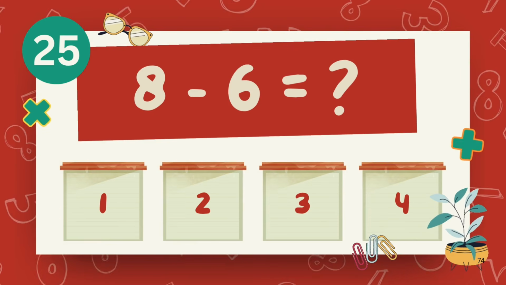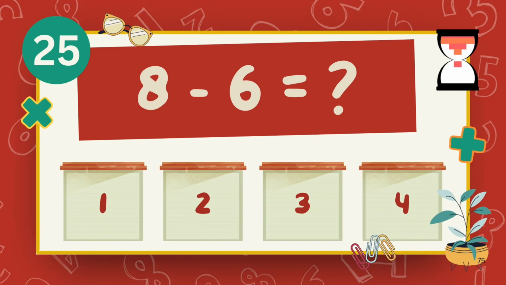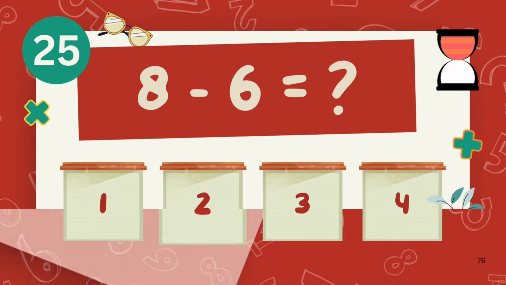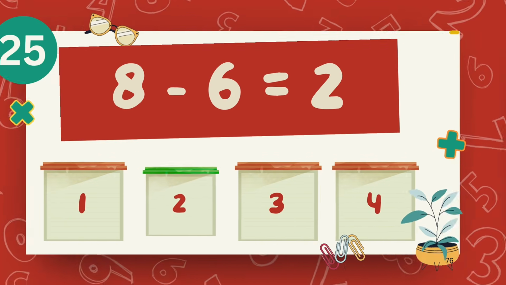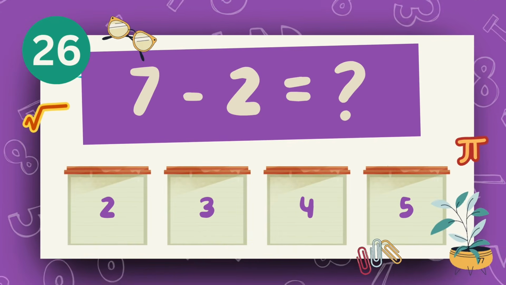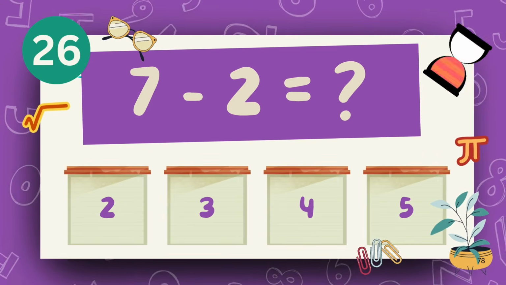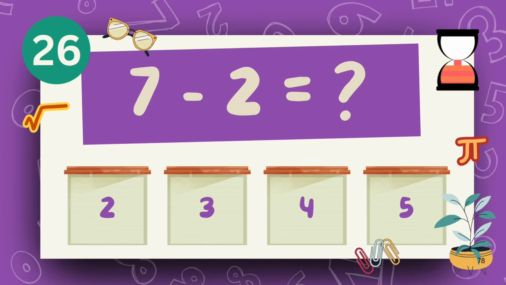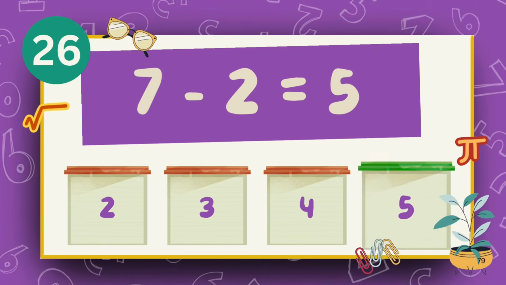What is 8 minus 6? The answer is 2. What is 7 minus 2? The answer is 5.